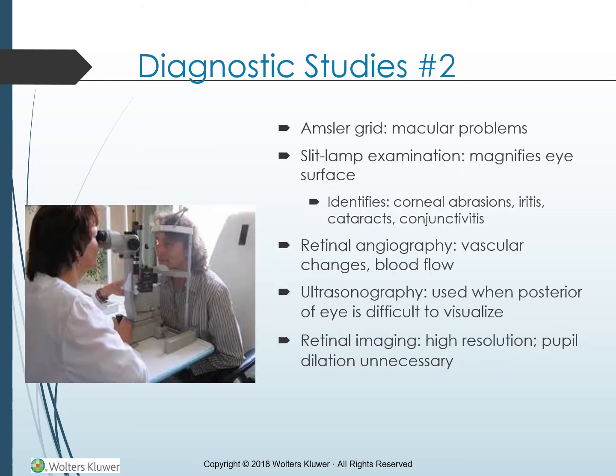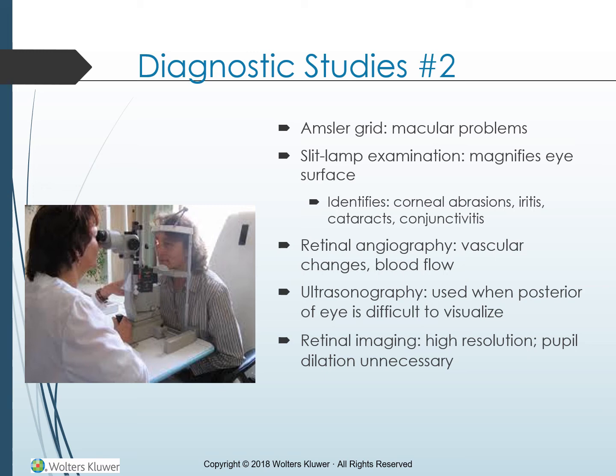Amsler grid. Clients with macular problems are initially tested with an Amsler grid. It is made up of a geometric grid of identical squares with a central fixation point. The examiner instructs the client to stare at the central fixation point on the grid and report if they see any distortion of the squares. Clients with macular problems may say some of the squares are faded or wavy.